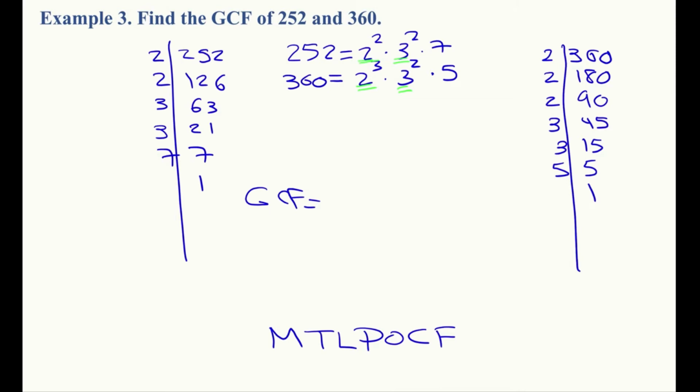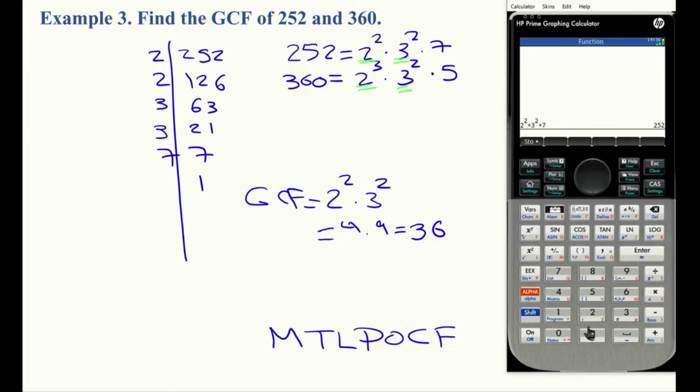So looking at powers of 2, we're going to pick the lowest power of 2. Between 2 squared and 2 cubed, which one is the lower power? 2 squared. And between 3 squared and 3 squared, which one is the lower power? Again, they're equal, so take either one. So basically you have 4 times 9, which is 36. Now that's the largest factor that goes into both of those numbers. You can try that out and verify that. Notice 252 divided by 36 gives us 7.